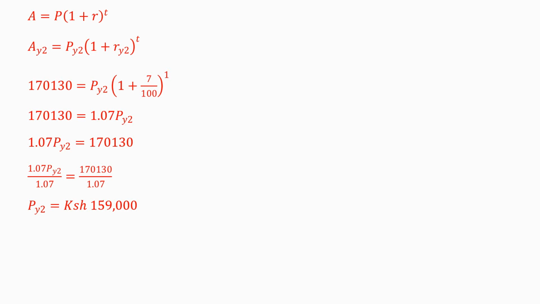We can rewrite it, then we divide both sides by 1.07, and we obtain that the principal in year 2 was 159,000. Then remember, in compound interest, the principal plus the interest is used as the principal in the next year, and therefore that means our principal of year 2 was the amount of year 1, and so the amount of year 1 was also 159,000.